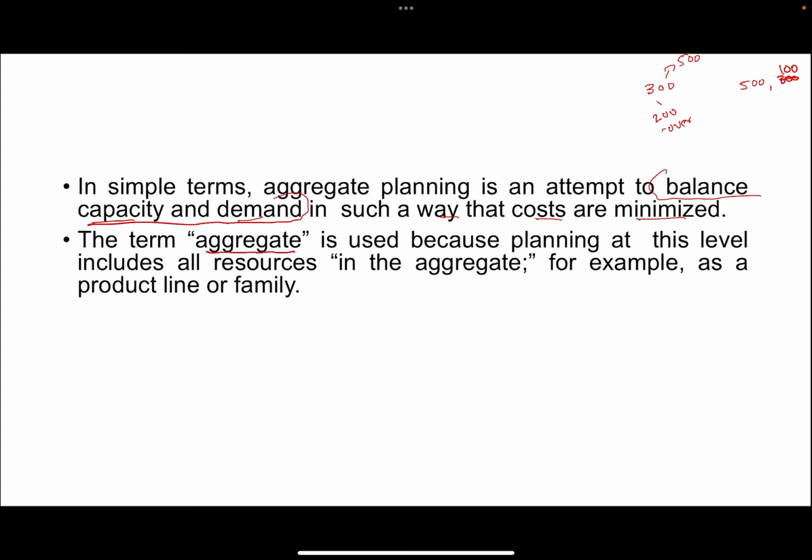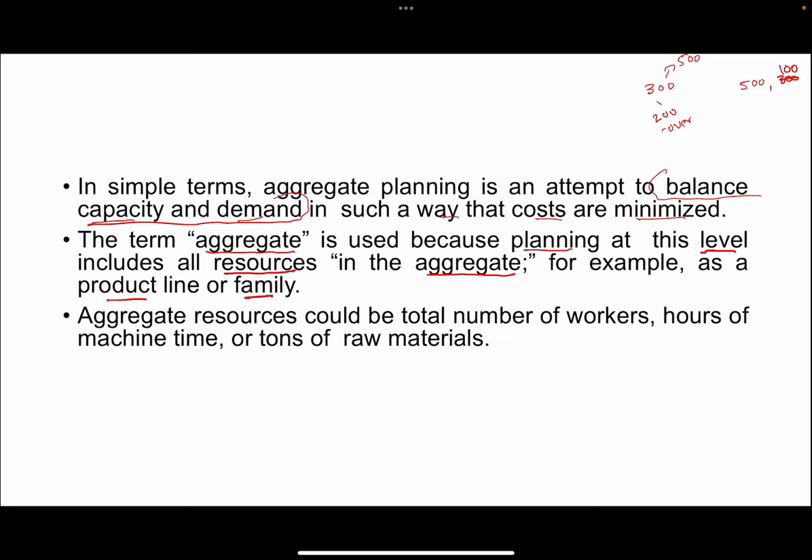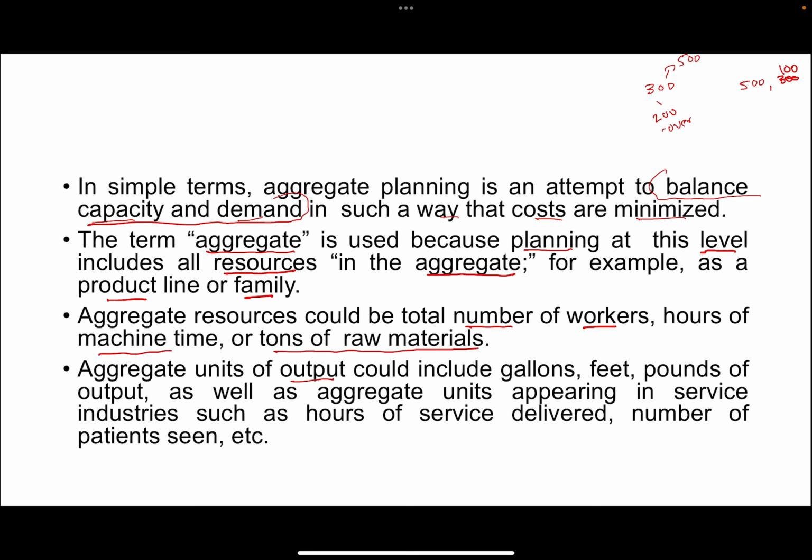The term aggregate is used because planning at this level includes all resources in the aggregate, for example, as a product line or family. In the case of a car, there are several models, but we are not going to that level. We are at the aggregate level. What is the amount of material needed to manufacture these cars? Aggregate resources could be total number of workers, hours of machine time, or tons of raw material. We are not focusing on a particular type of product, we are focusing on the total manufacture. Aggregate units of output could include gallons, feet, pounds of output, as well as aggregate units appearing in service industries such as hours of service delivered, number of patients seen, etc.